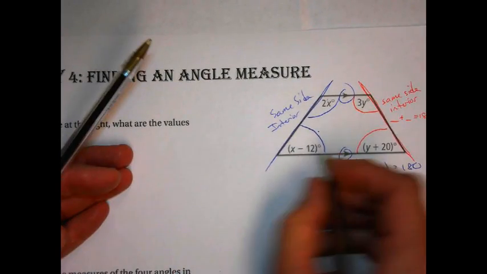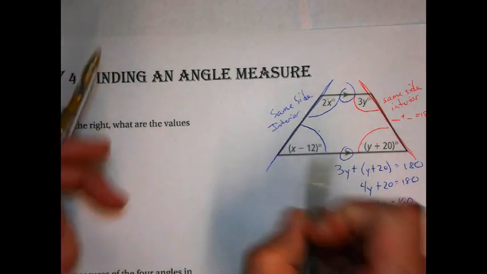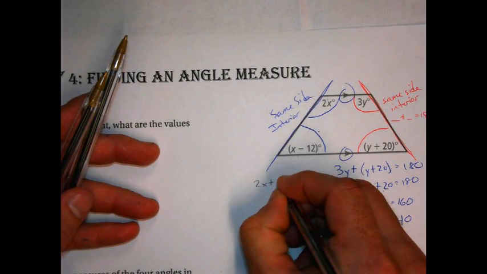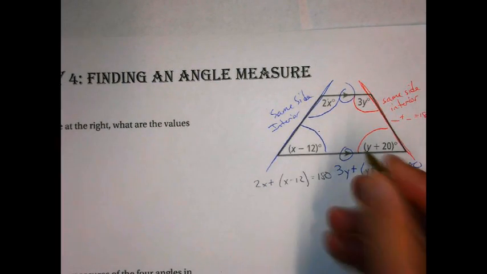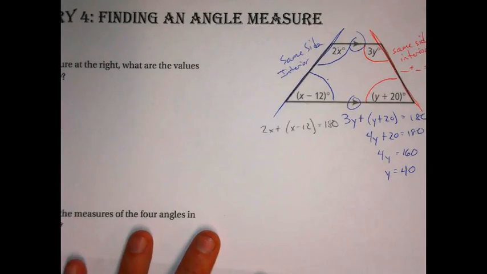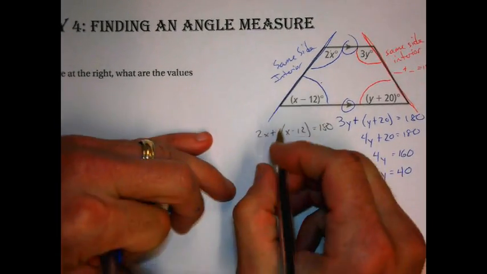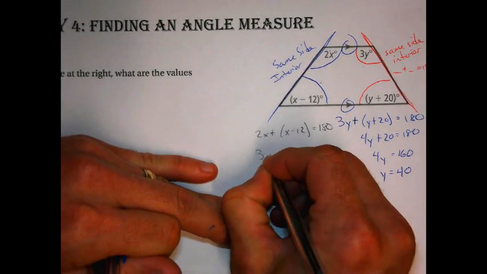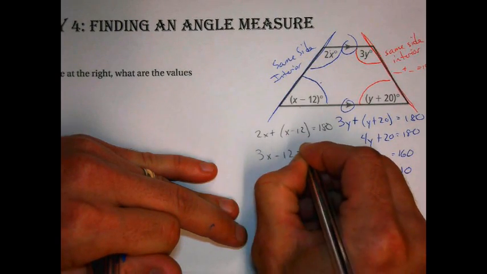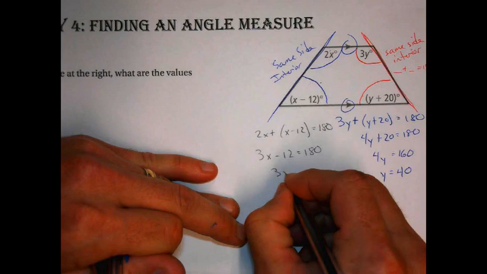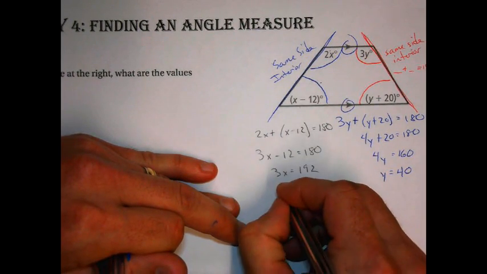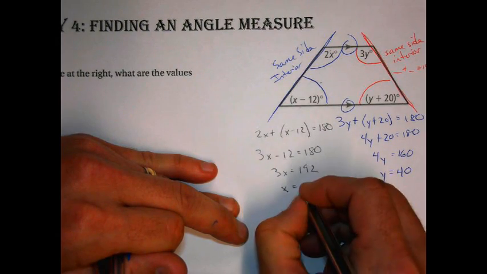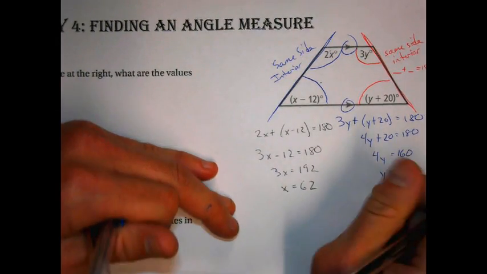So we have 2x plus x minus 12 is equal to 180 degrees, and we can now solve for x. 2x plus x is 3x, then minus 12 equaling 180. So 3x equals 192, addition property of equality. Therefore, x equals 64. 192 divided by 3, 64. And that's how we solve that.